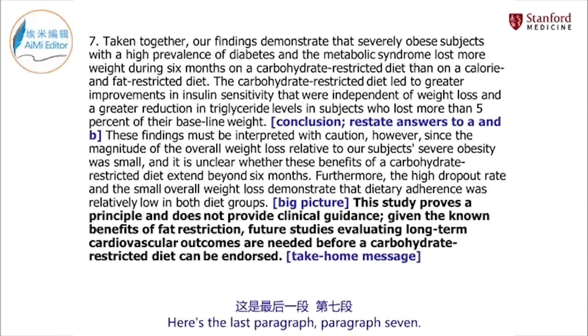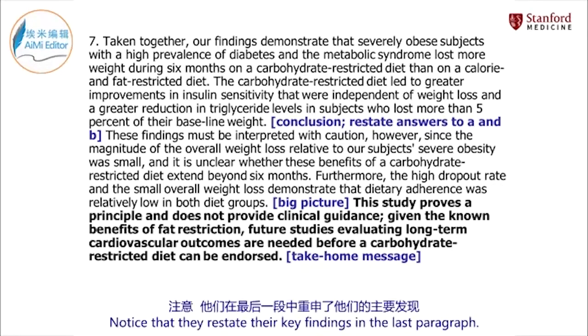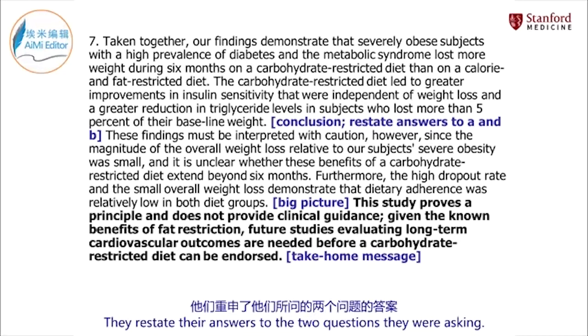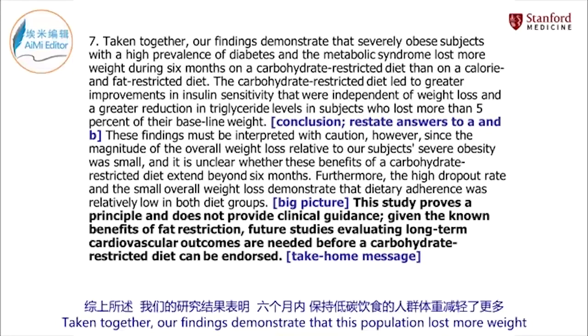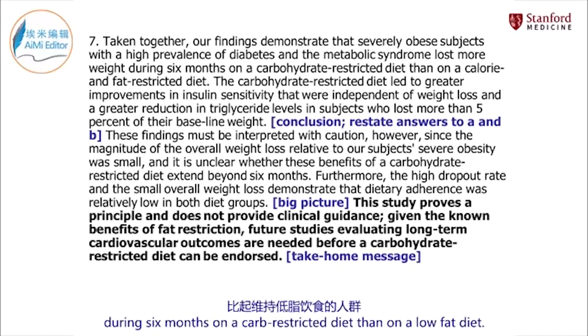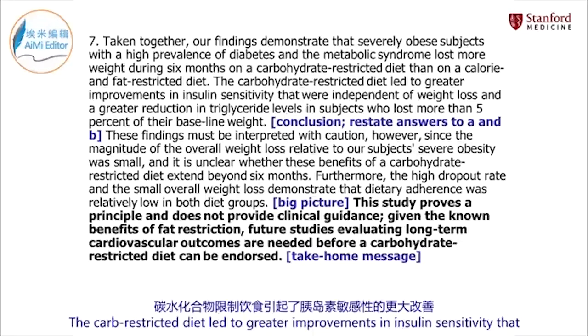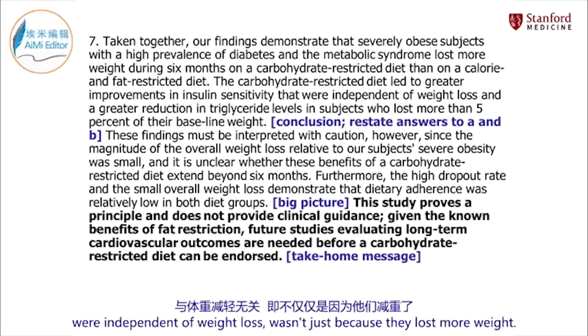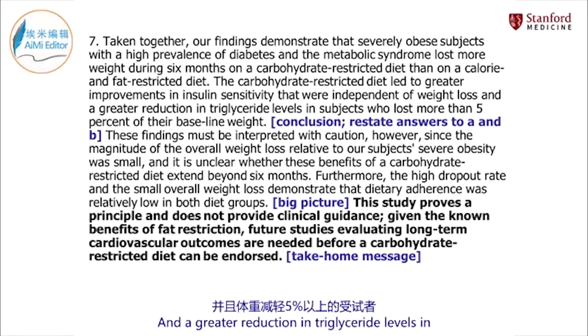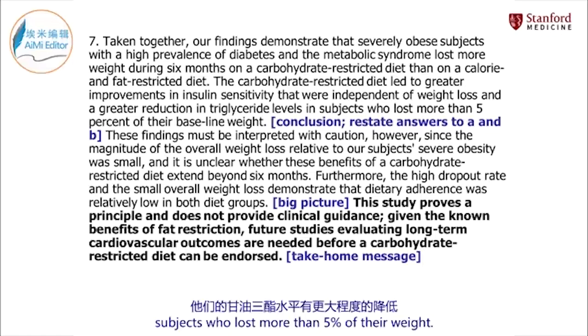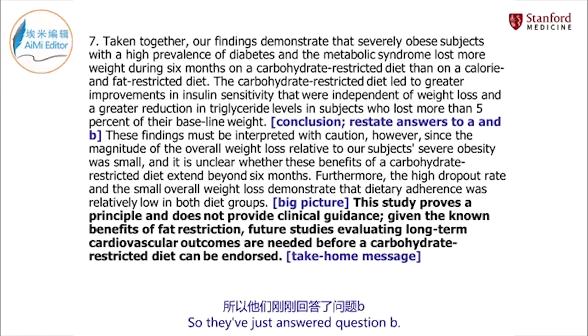Here's the last paragraph, paragraph 7. Notice that they restate their key findings in the last paragraph. They restate their answers to the 2 questions they were asking. Taken together, our findings demonstrate that this population lost more weight during 6 months on a carb-restricted diet than on a low-fat diet. So that was the answer to question A. The carb-restricted diet led to greater improvements in insulin sensitivity that were independent of weight loss. It wasn't just because they lost more weight, and a greater reduction in triglyceride levels in subjects who lost more than 5% of their weight. So they've just answered question B.